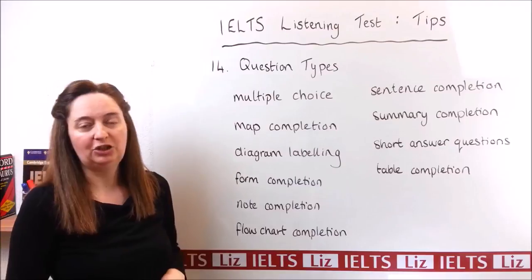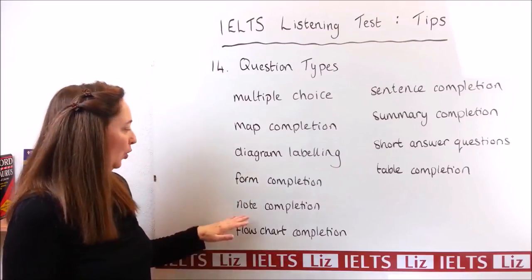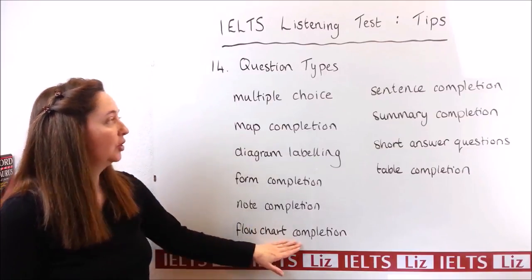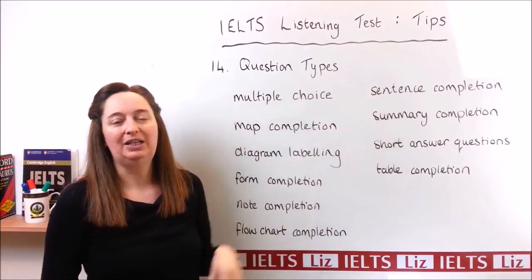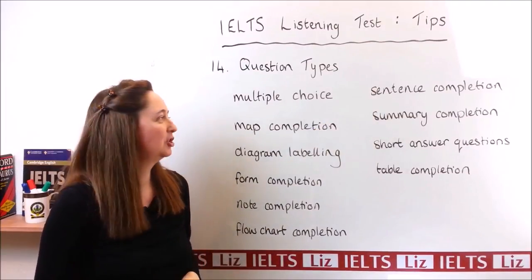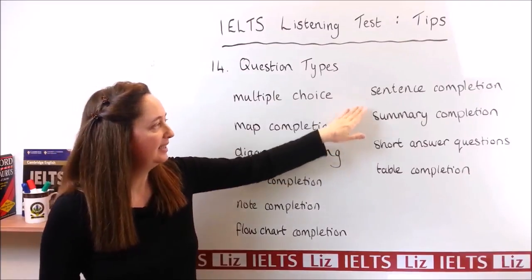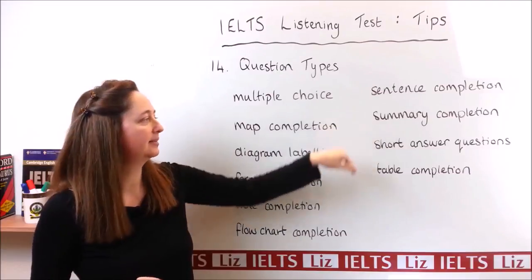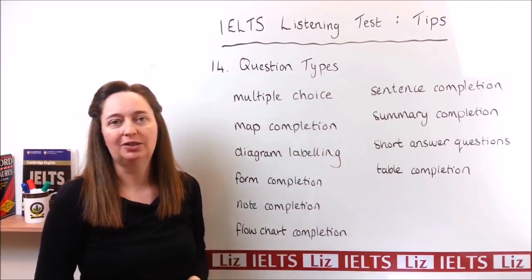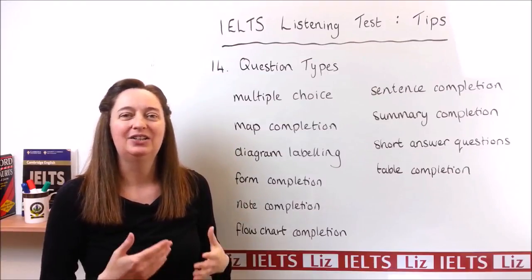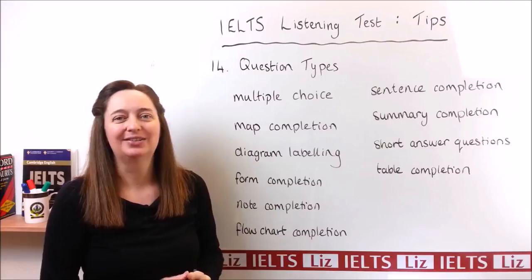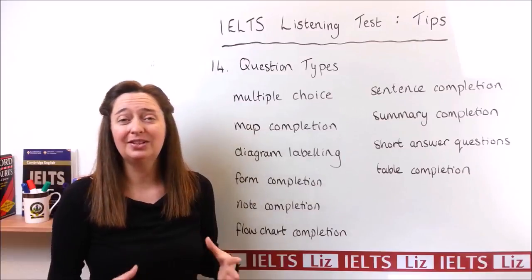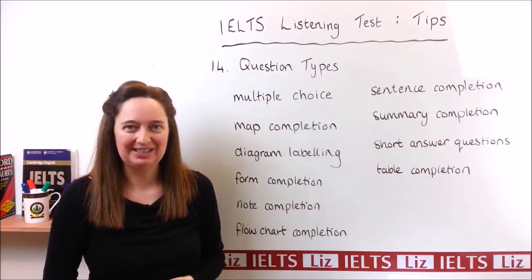You could have a form completion. That's very common in section 1. Or note completion. That's very common in section 4. You could have flowchart completion. Sentence completion, that's a very common type of question. Summary completion, that's a little bit similar, except this is more like a small paragraph that you need to complete. We also have short answer questions. So these are questions that might need 1-word answers, 2-word answers, or 3-word answers. And of course, table completion as well. So there's a lot of different types of questions that you need to practice.